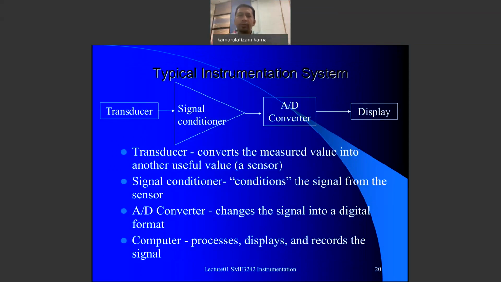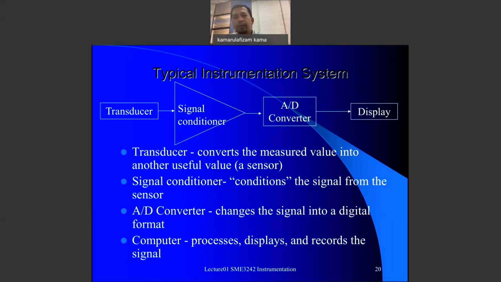Okay, so the transducer on your left is basically some kind of sensor. It converts real world parameters, for example, speed, temperature, pressure, height, weight of anything. Those are, I would say, analog or environmental parameters that you are measuring. So the transducer basically converts whatever it senses or detects into an electrical kind of value. Okay, a useful value, we say here.